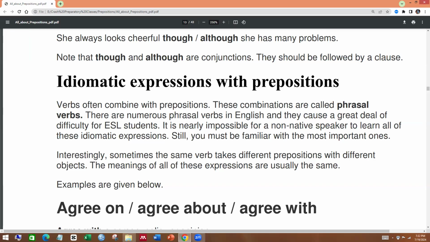So they do not have a prefix or something like that. They have proper use and appropriateness with the situations. Okay. There are numerous phrasal verbs in English, and they cause a great deal of difficulty for ESL students. It is nearly impossible for a non-native speaker to learn all of these idiomatic expressions. Still, you must be familiar with the most important ones.